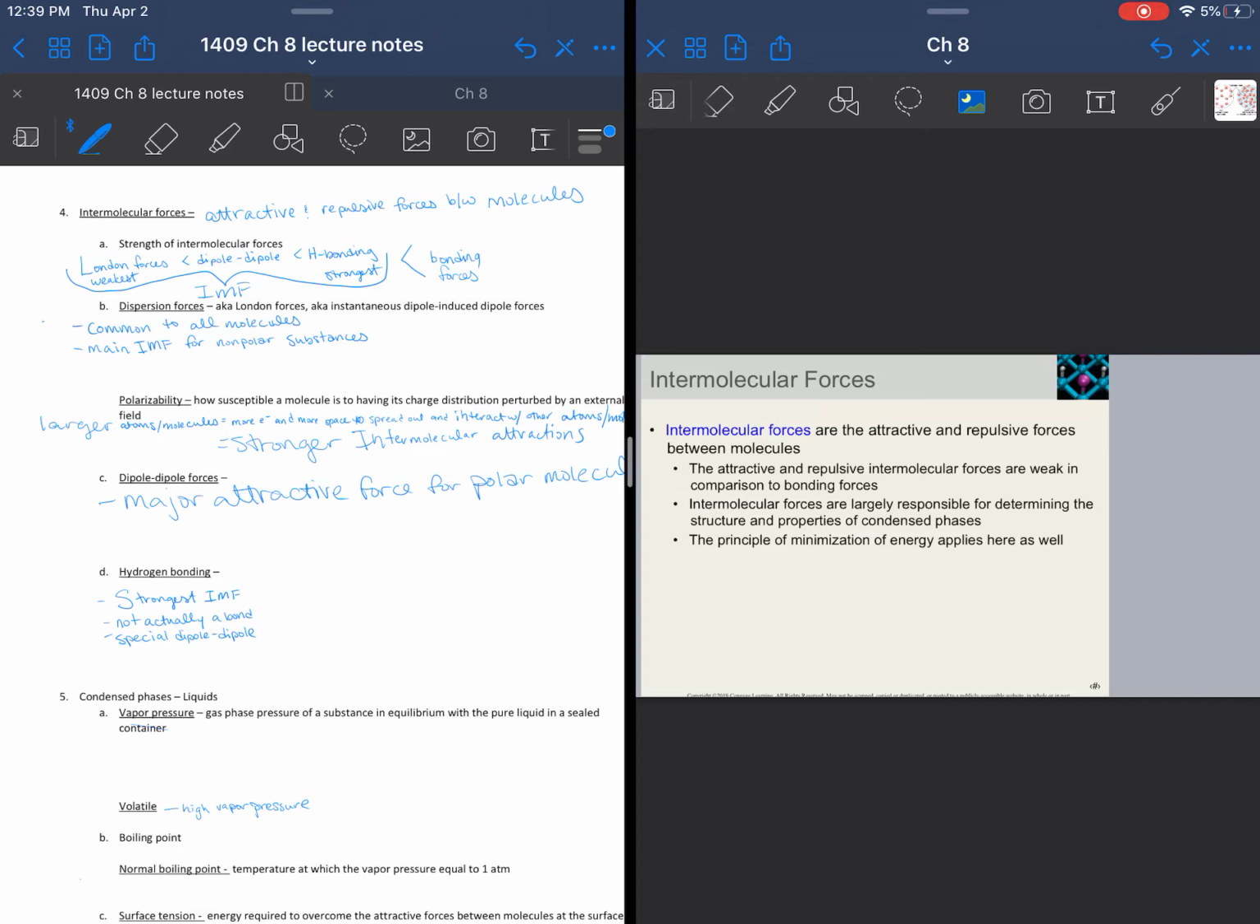Okay, let's finish up chapter 8. Today we're going to cover that last page of notes. We're going to look at intermolecular forces and liquids.